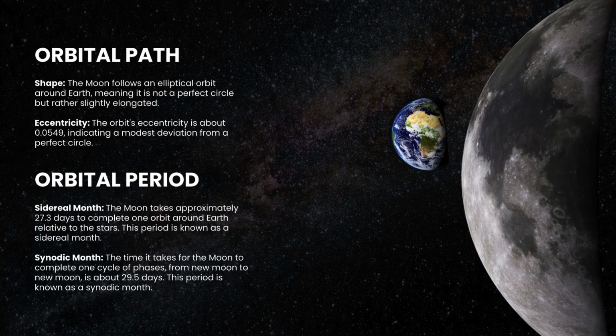Orbital period. Sidereal month. The Moon takes approximately 27.3 days to complete one orbit around Earth relative to the stars. This period is known as a sidereal month. Synodic month. The time it takes for the Moon to complete one cycle of phases, from new moon to new moon, is about 29.5 days. This period is known as a synodic month.